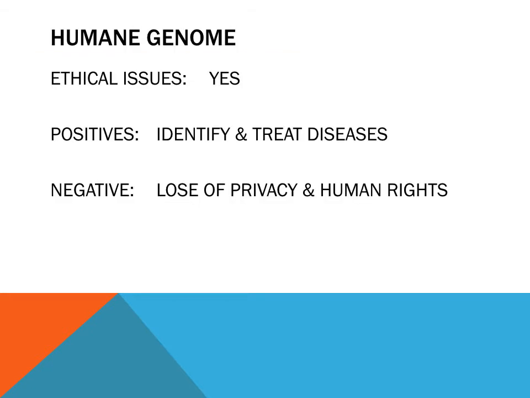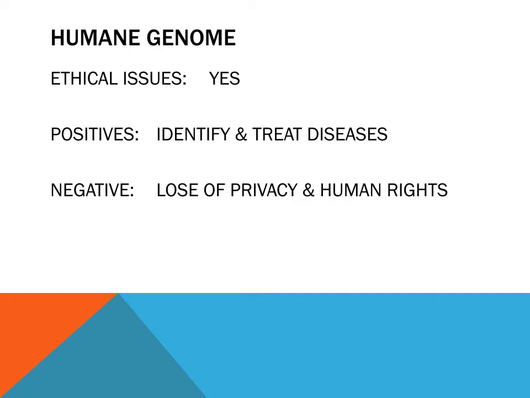So, of course, all these technologies that we have come with a cost. Are there ethical issues with the Human Genome Project? Yes. It may seem all good and dandy if we understand our DNA better, but what risks do we take? Well, the positives are that we can identify and treat diseases, as we spoke about before. But the negative is that if we map out all our DNA, there's a downside to it. We may be in a situation where we can lose our human rights and we can lose our privacy.